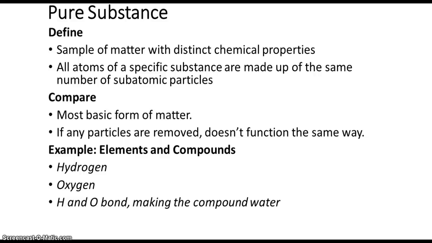And all those atoms are made up of the same types of materials, the same combination of protons, electrons, and neutrons. And that's what these subatomic particles are: protons, neutrons, and electrons. So the pure substance, all the matter in that sample, is going to have the same combinations of protons, neutrons, and electrons. We're going to talk more about those particles later on. So if we were going to compare this to something like mixtures, it is the most basic form that we can have that has some kind of a function.